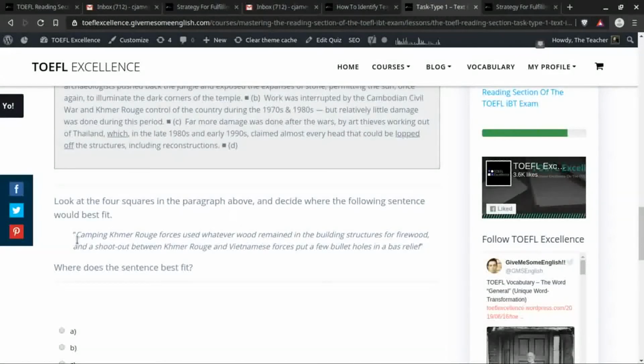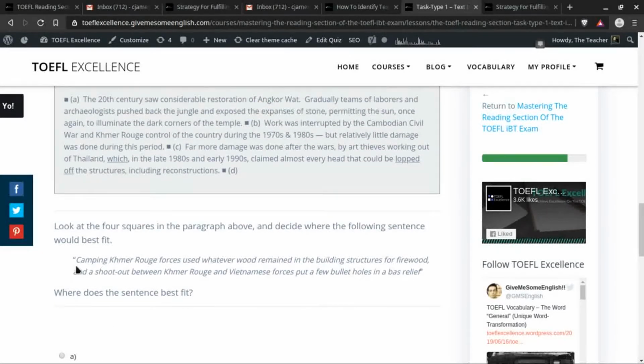All right, here it says, camping Khmer Rouge forces used whatever wood remained in the building structures for firewood, and a shootout between Khmer Rouge and Vietnamese forces put a few bullet holes in a bas-relief. Okay, so here we have Khmer Rouge. That's a group of people. We have the Vietnamese. There was a shootout, and there was bullet holes in a bas-relief. Now, here they use the adjective camping Khmer Rouge.